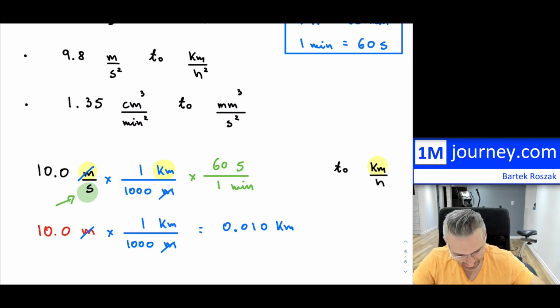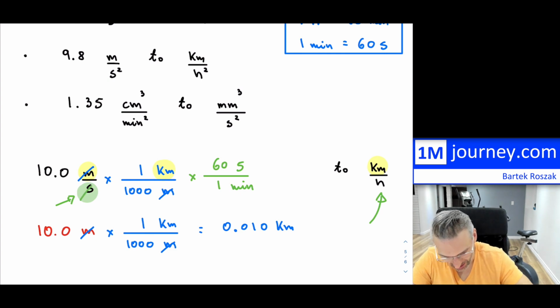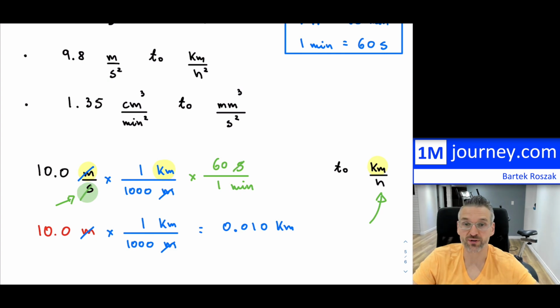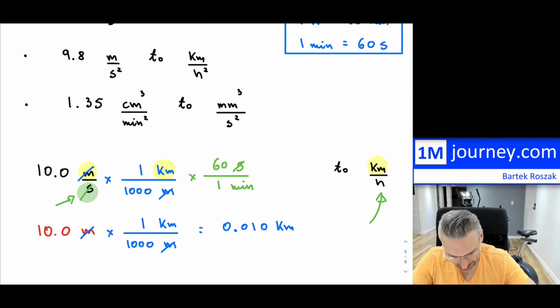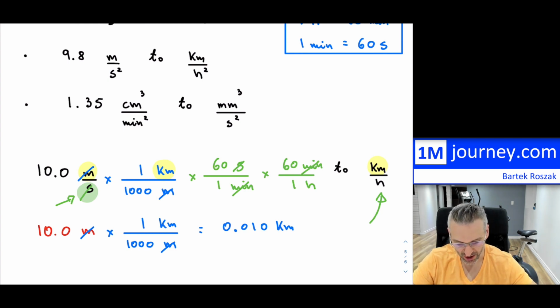But of course, I am not interested in converting this to minutes. I'm interested in converting this to hours. So this is fine because it would cancel your seconds, but then you're stuck with the minutes in the denominator. So you would have to convert the minutes, and there are 60 minutes in 1 hour. So the minutes now cancel each other off, and now you're stuck with the hours, which is what you wanted.